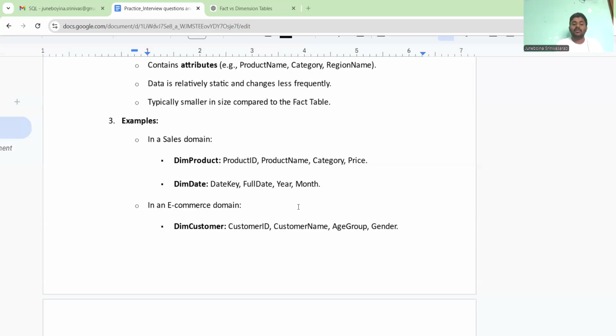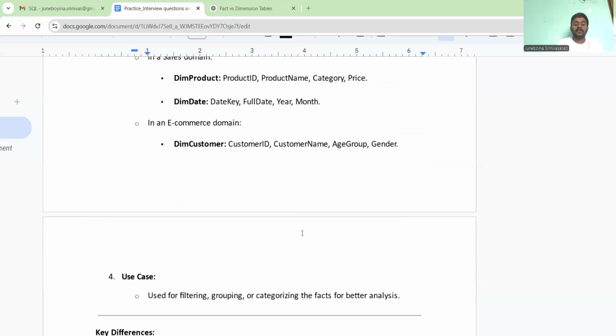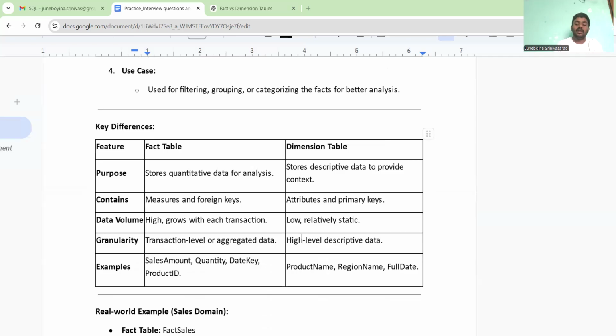In an e-commerce domain, the dimension tables are dim customer. Columns presented in the dim customer table are customer ID, customer name, age group, gender. Use case. The dimension table is used for filtering, grouping, or categorizing the facts for better analysis. So, the dimension tables are used for filtering, grouping, and categorizing the facts. These are all for better analysis of the data.